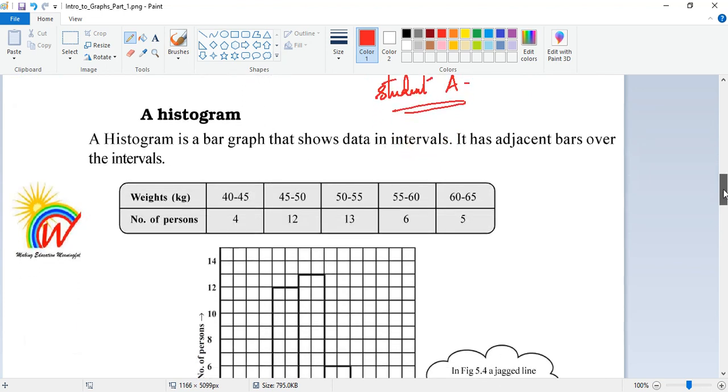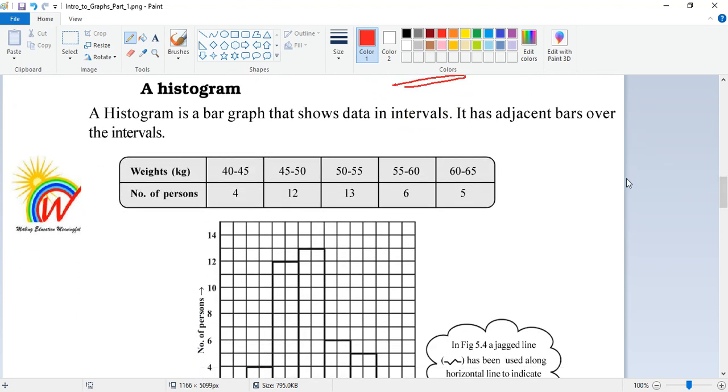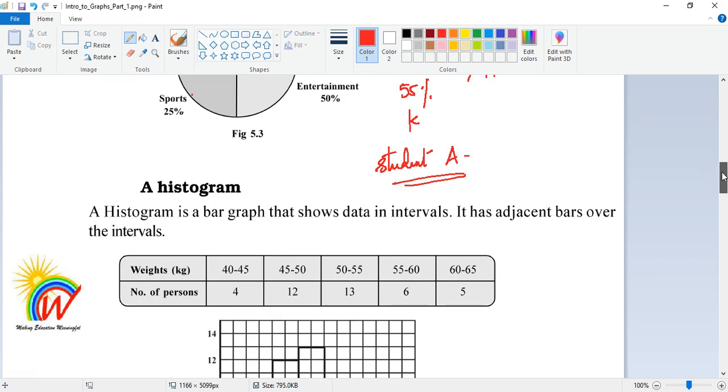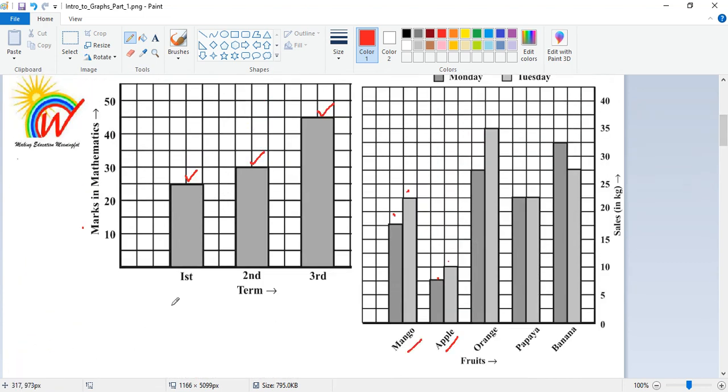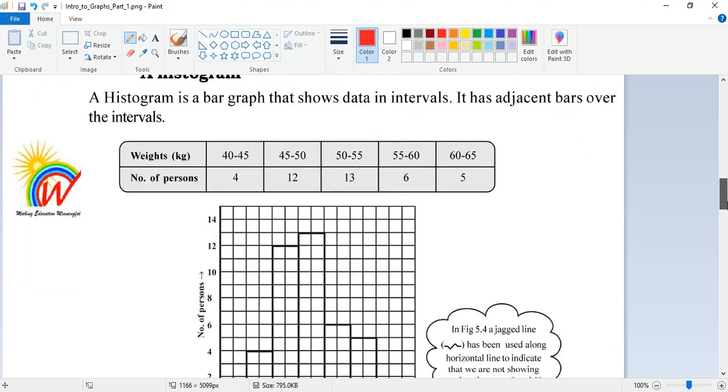Then comes the histogram. A histogram is like a bar graph, but we don't have a gap in the middle. On top, you have like first term, second term, third term and all, right? We have different graphs, but a histogram is just continuous. Now look at this, I'll show you one example.